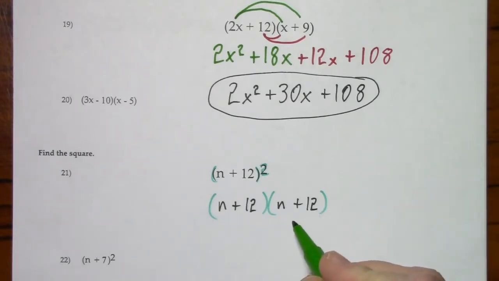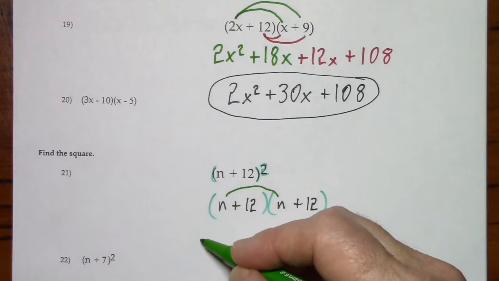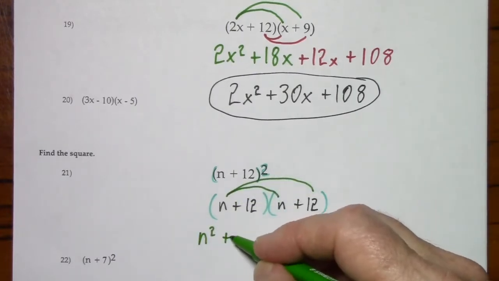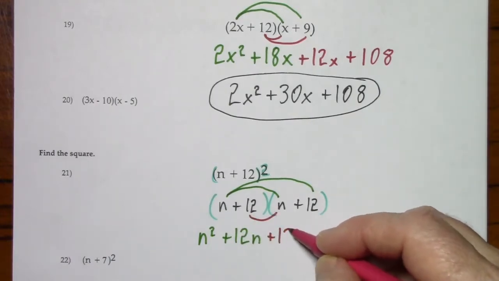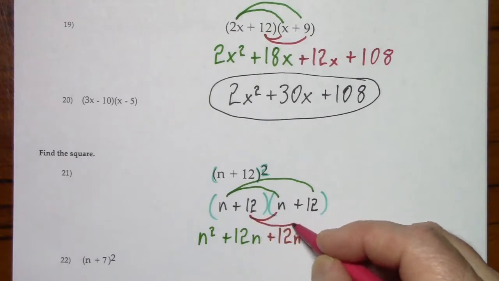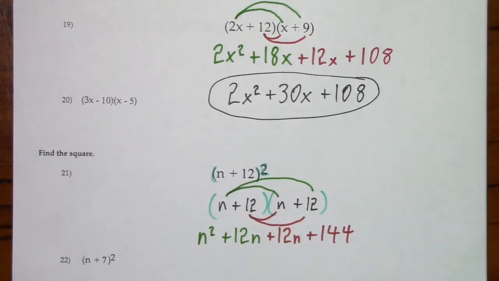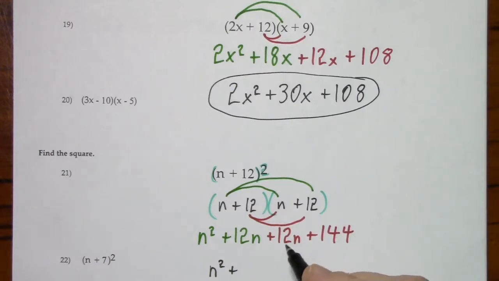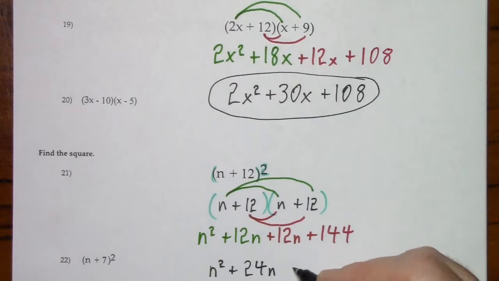And now we'll follow the pattern we just did up here. N times n. N times 12. 12 times n. And 12 times 12. And now we can combine these two like terms. So that'll give us 24n. And this just comes down.